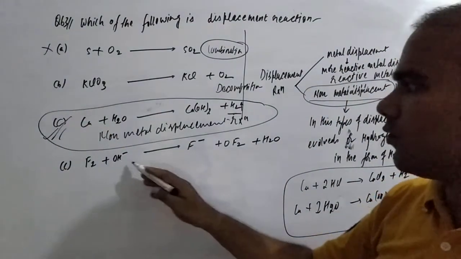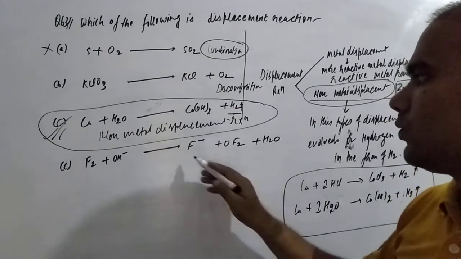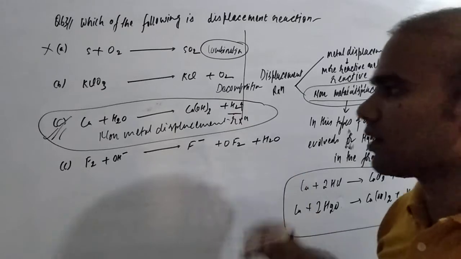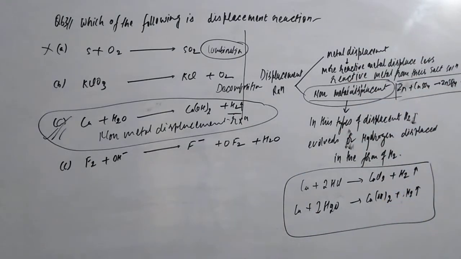Here is F2OH, it is giving OF2 and H2O. This is also not the displacement reaction, as hydrogen gas is not getting released. So it is not a non-metal displacement reaction. So the correct option is option number C.